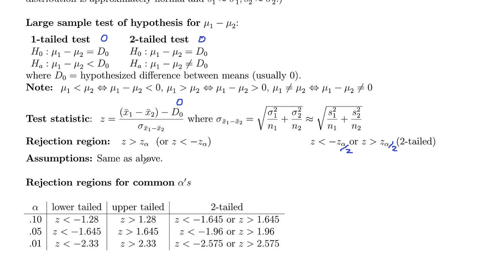Our assumptions will be the same as above for the confidence interval. And since we're using the z distribution here, we have some common rejection regions if alpha is 0.1, 0.05, or 0.01. These are the same as they were for one variable.